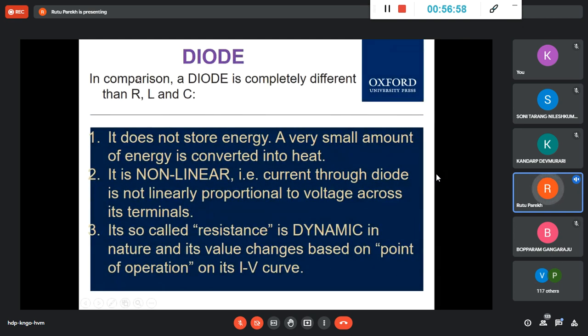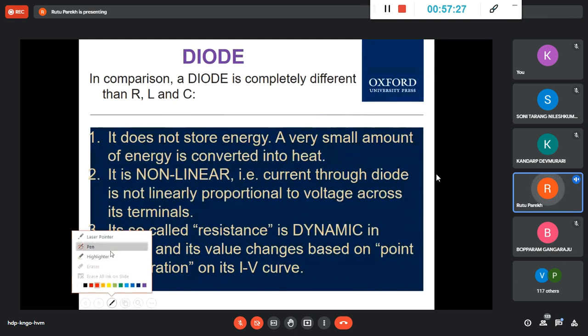But on the other hand, if you compare a diode with RLC, it does not store energy. A diode, of course, doesn't store energy. It is like a switch, and a very small amount of energy is converted into heat, because the current is passing and it is again a material. Some will get dissipated, but that is a small amount. The current through a diode is non-linear.